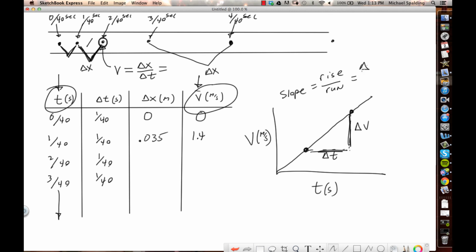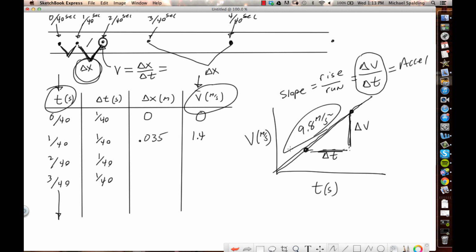The rise is change of velocity. The run is the time. What is that? That's the acceleration. If you measure your displacements carefully, when you're on the paper tape here, if you measure these delta x's carefully, I promise you, the slope of this line should be 9.8, or very, very close to it. It's a super cool lab.